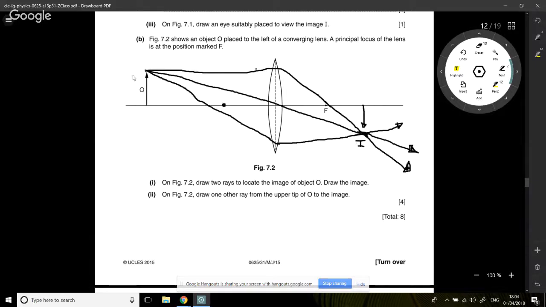So here's the image. So basically, we can draw one ray coming out here, going through the principal focus. And then we can have one going through the center of the lens that doesn't get refracted. And where these two intersect, we'll locate the image. And you notice that the image is now flip-flopped, it's upside down. And it's at this location. And then it says draw another ray from the tip of O to the image. We could probably just draw that one in there.